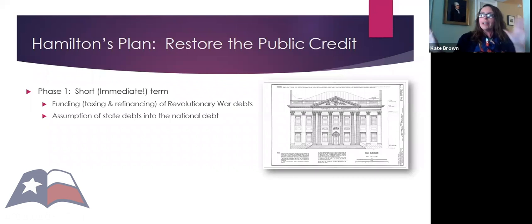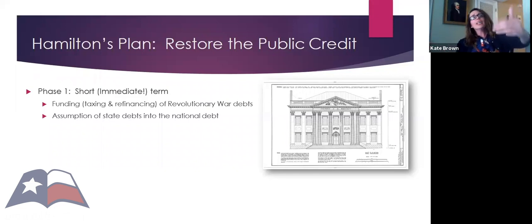All right, so what I have just described to you is the components of the funding plan that Hamilton has in mind. But funding does not stand alone. He attaches it to his assumption plan. And for Hamilton, these go hand in hand. You don't have one without the other. So let me now explain to you the assumption plan and Hamilton's reason behind it. And after that, I will go back and talk about all of the controversy and all of the opposition that this phase one plan generates.